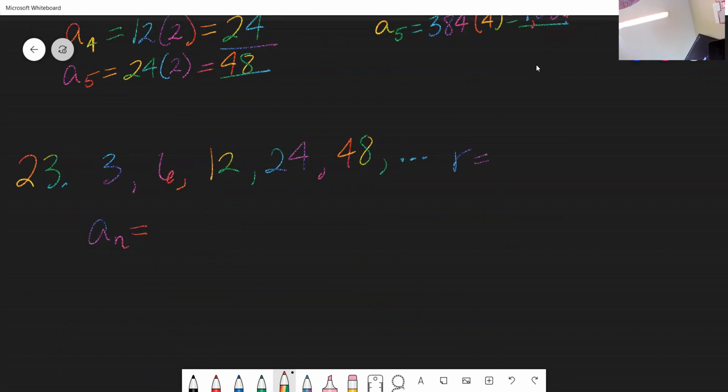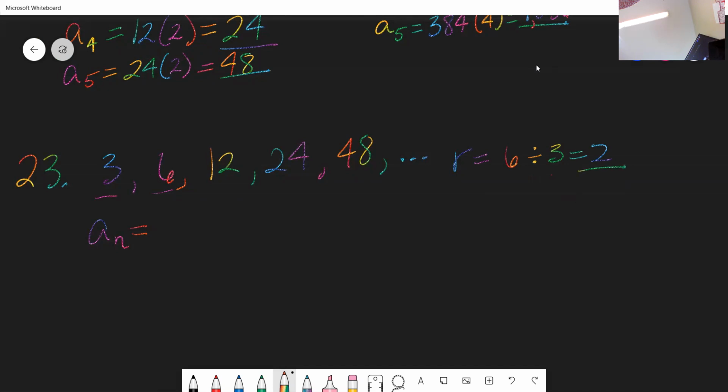Right. So what you can do to determine your ratio is take your second term in the sequence, divide it by your first term. 6 divided by 3 is 2. If you want to double check and make sure this is a geometric sequence, you can take 12, which is our term at position 3, and divide it by 6. And you see that you also have 2. So your ratio, you now know, is 2.